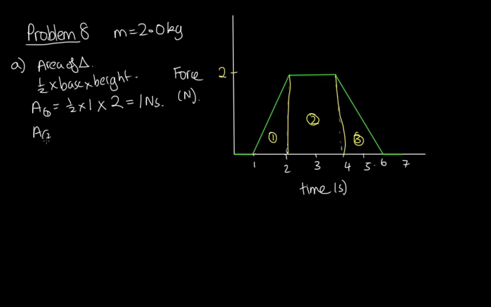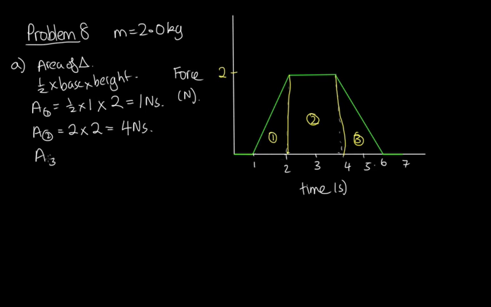Now the area of section 2, this is a rectangle. So the area of a rectangle is just the base times the height. So the base, we're going from 2 to 4. So this has a length 4 minus 2, which is 2, times the height, which is again 2. So that is equal to 4 newton seconds.